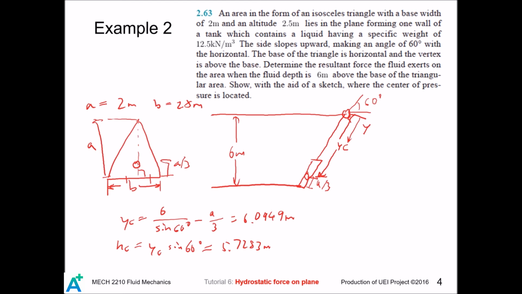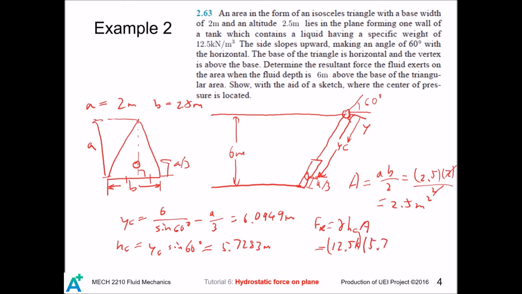And we find the area of the isosceles triangle is AB divided by 2. So that is, and we plug the values into the formula gamma HC A, and that is 12.5 K times, and we punch it into the calculator to find.